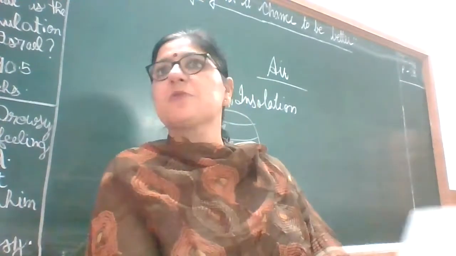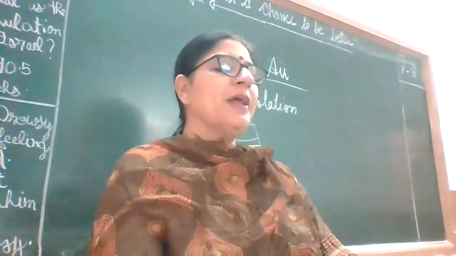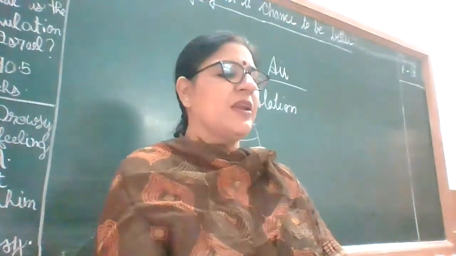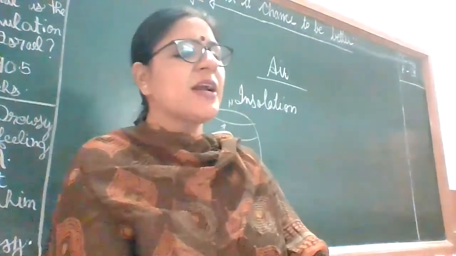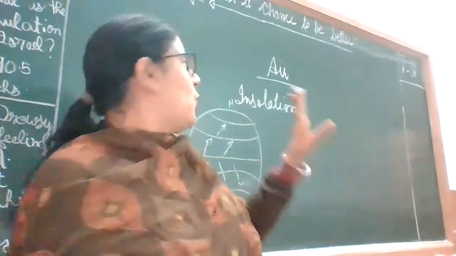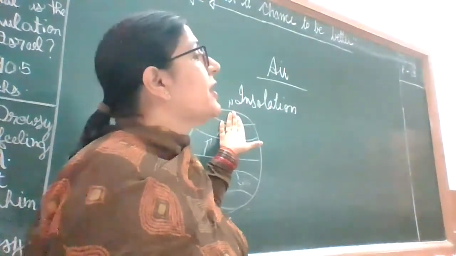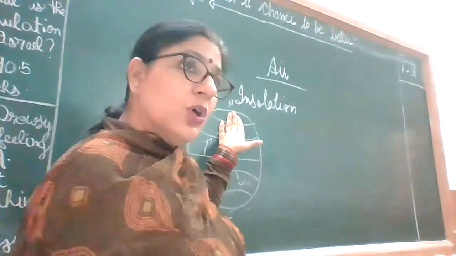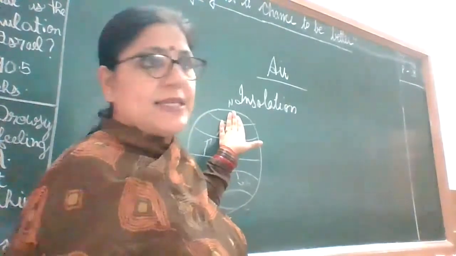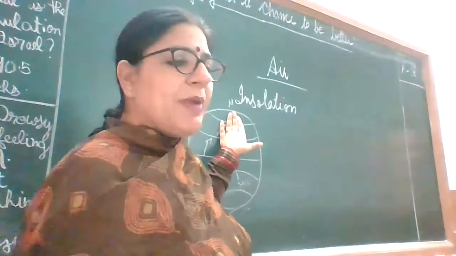Therefore, turn the next page. Temperature decreases in the same manner. Now you understand why poles are covered with snow: because the amount of insolation absorbed by the earth from the sun is very less in this area. Fine. So this is the main reason.